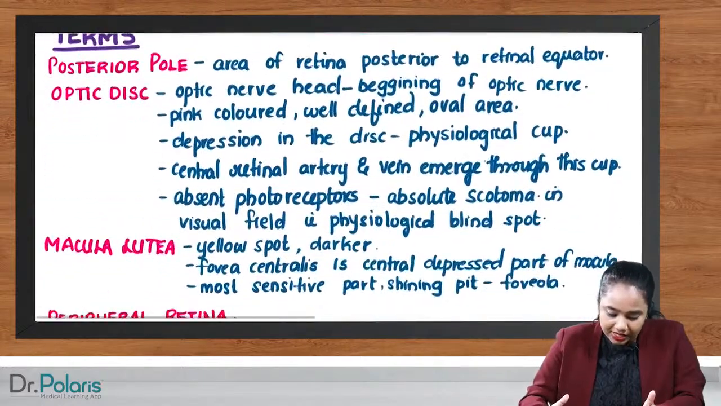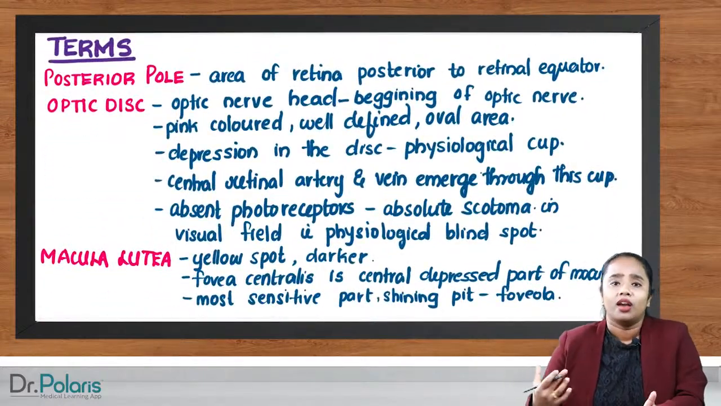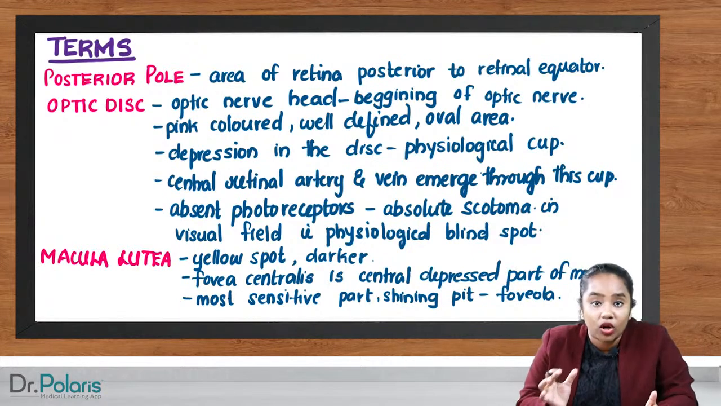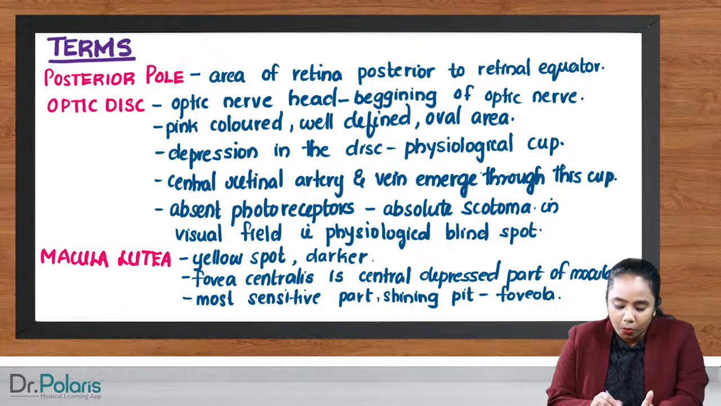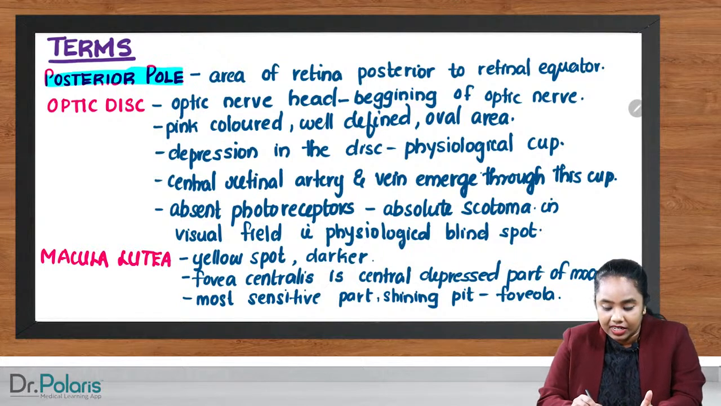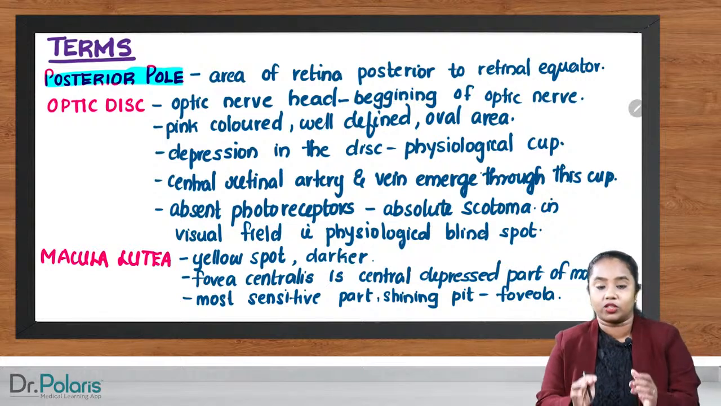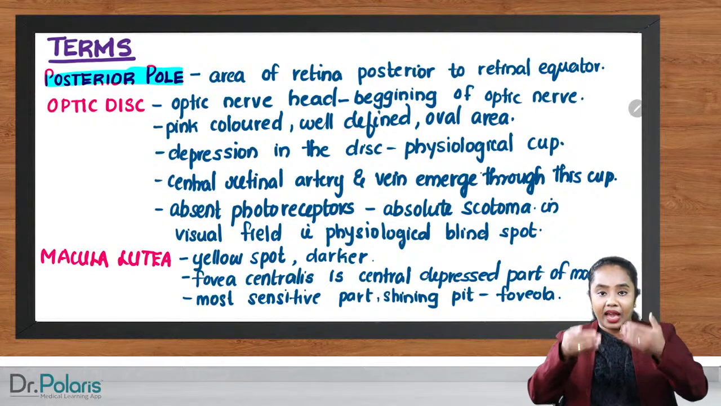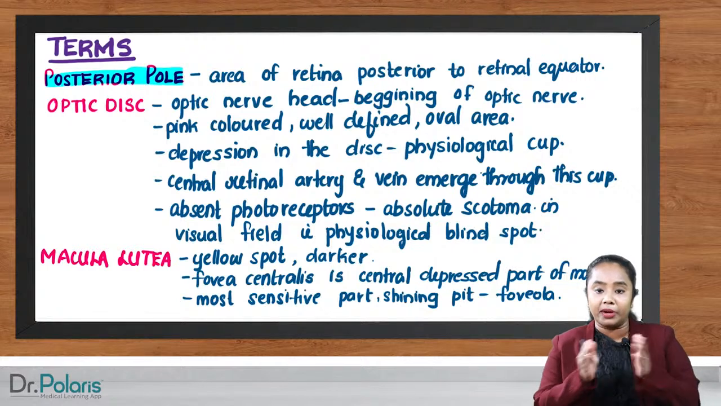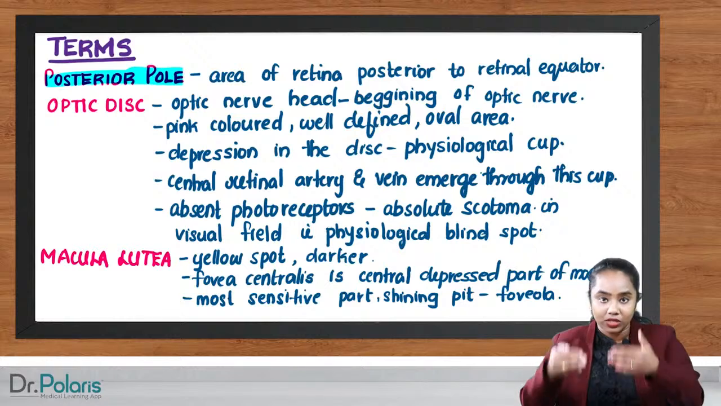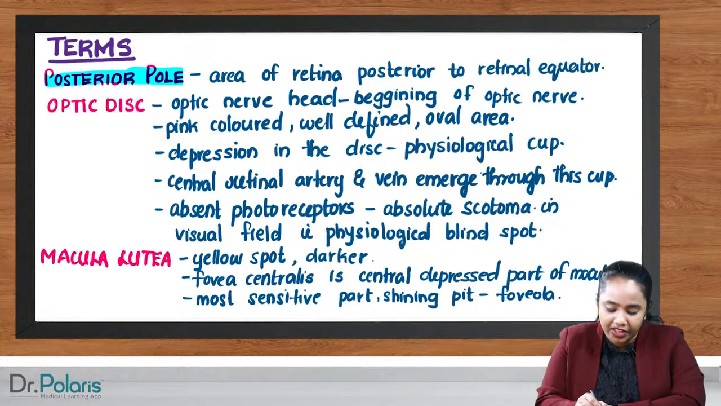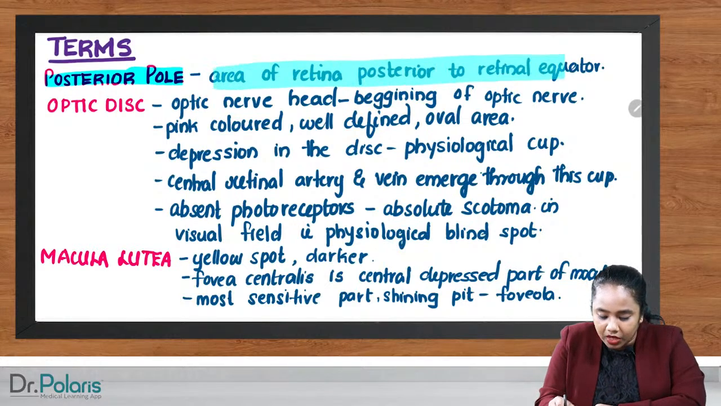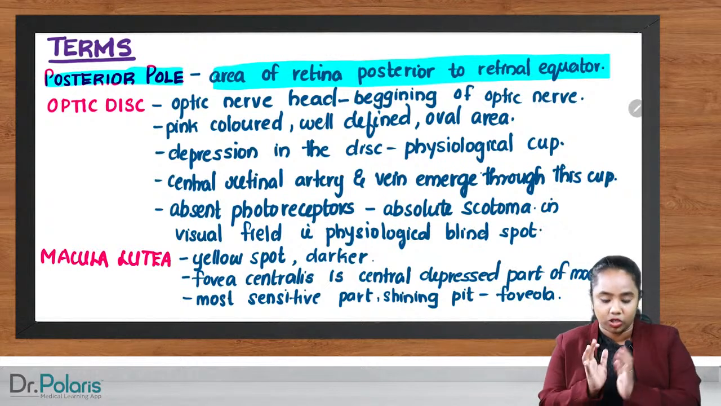Now, what are these terms? We have been saying posterior pole, optic disc, macula lutea. Let us have an idea about what these terms actually mean. Posterior pole is the first term. This is the area of the retina which is posterior to the retinal equator. So, behind the retinal equator we have an area of the retina called the posterior pole, the center portion.